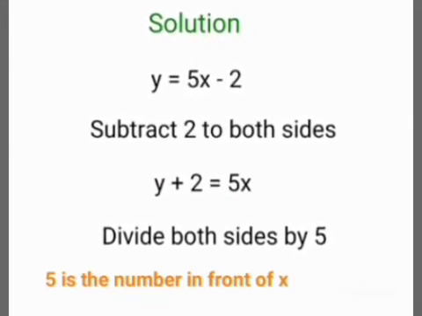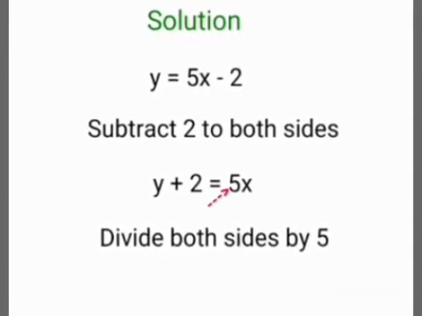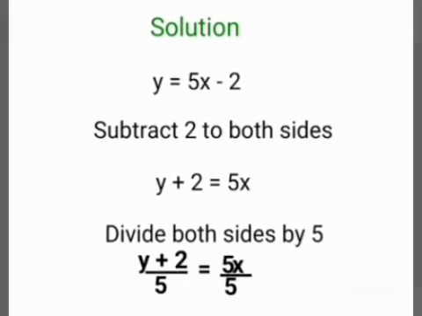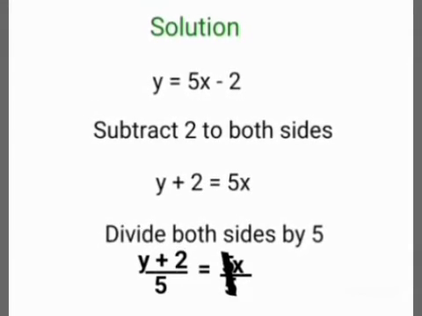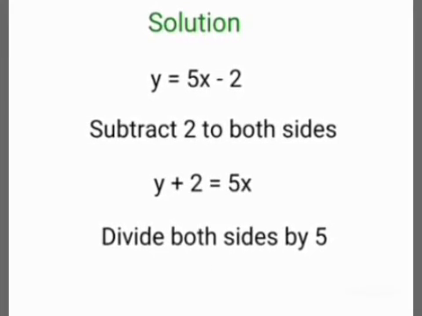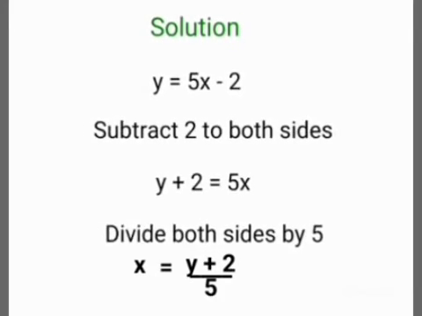The coefficient of x is 5. To move 5 to the other side, divide both sides of the equation by 5. 5 divided into 5x gives x. Our final equation becomes x equals y plus 2 all over 5.